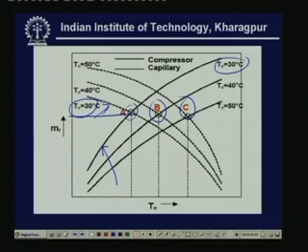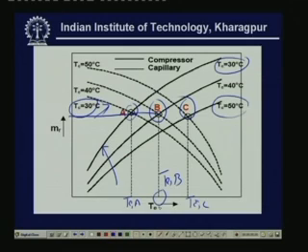So this is the balance point for this particular condenser temperature of 30 degrees centigrade, and the corresponding evaporator temperature is, let us say, TEA. Similarly, at 40 degrees condenser temperature, point B is the balance point, because at point B the mass flow rate through the capillary is equal to the mass flow rate through the compressor, and the corresponding evaporator temperature is TEB. Similarly, point C is the balance point for 50 degrees centigrade condenser temperature, and TEC is the corresponding evaporator temperature.